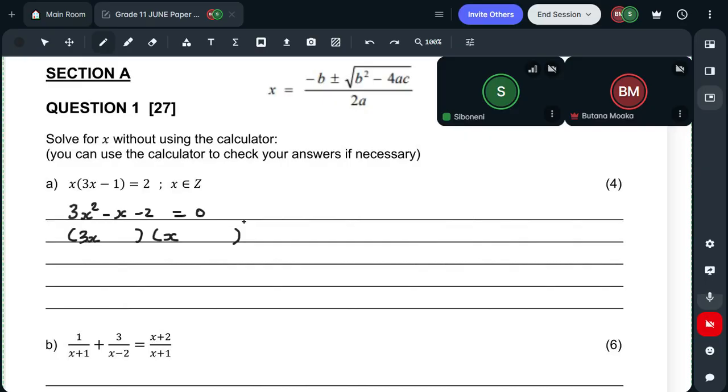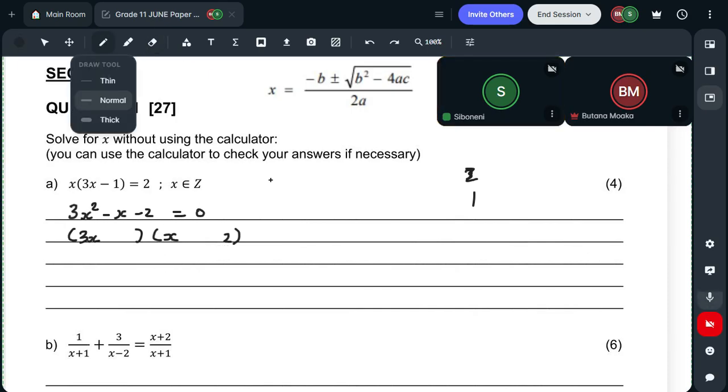When I look at this, the first thing that we need to focus on is the factors of 2 that, when you add or subtract, give us the middle term of 1. Those factors are 2 and 1, right? Then you check where to put the 1 and where to put the 2. For example, let's say I put my 2 this side. 3 times 2 is 6, right?